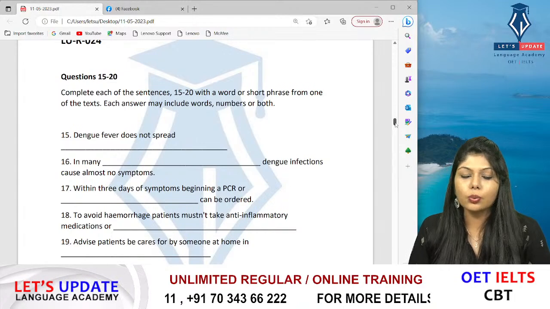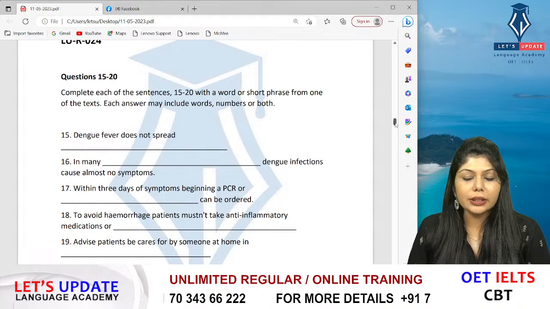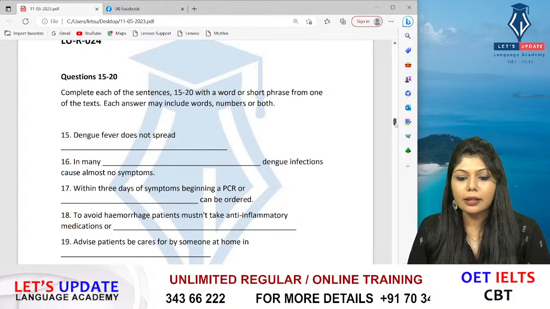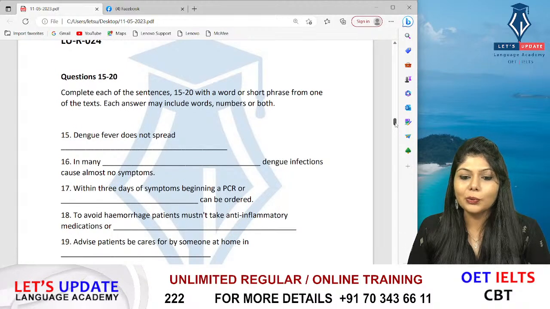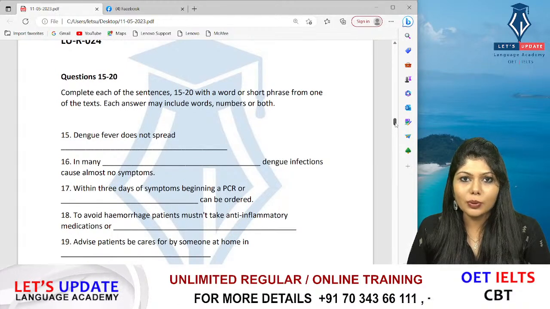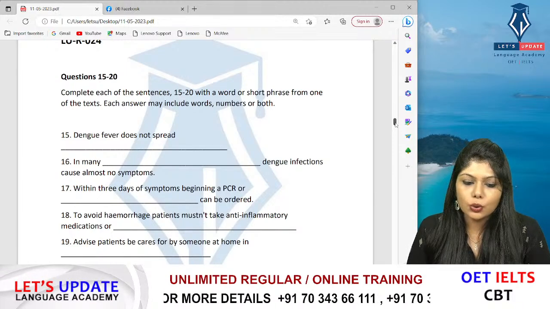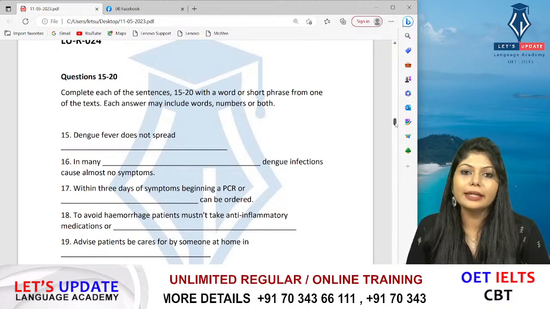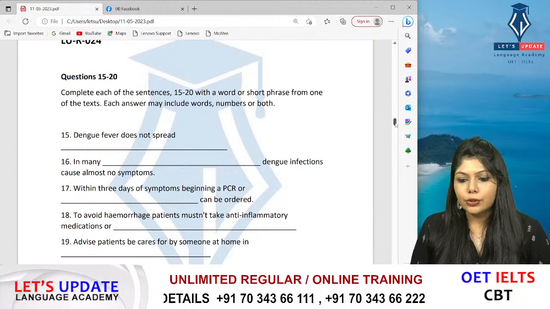Each answer may include words, numbers, or both. Again, you can fill in with words, numbers, or both. This may also include a word or two or short phrases in rare cases. So you need to specifically locate the answers in this case.